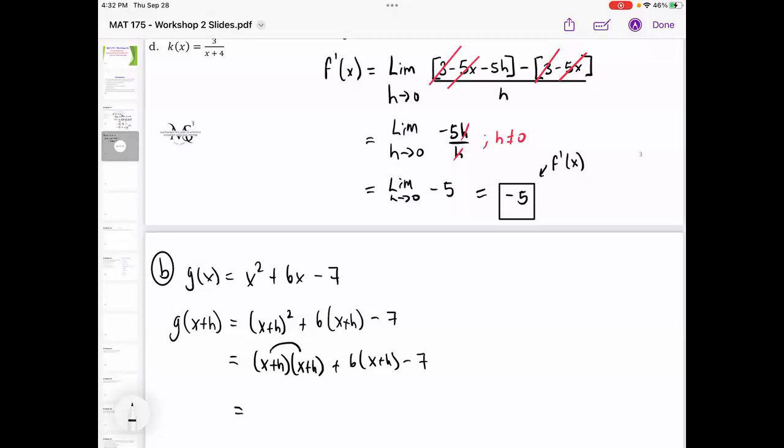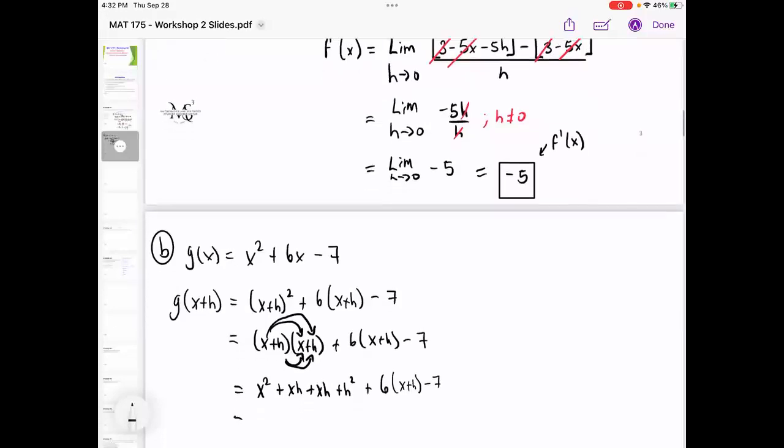If we FOIL this, you do x times x, which is x squared, x times h, which is xh. hx is the same thing as xh, so I'm going to leave it as xh. And lastly, we have h squared. Plus, bring down the rest of your terms. Now in this next line I can do all my simplification, combining like terms and doing more expansion.